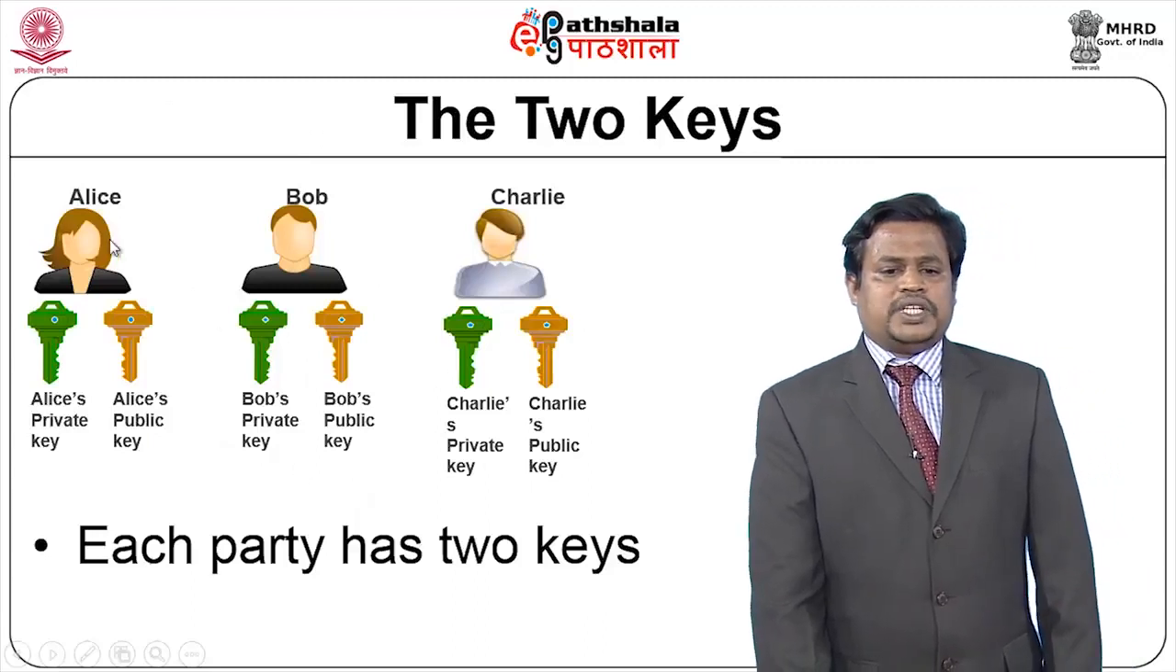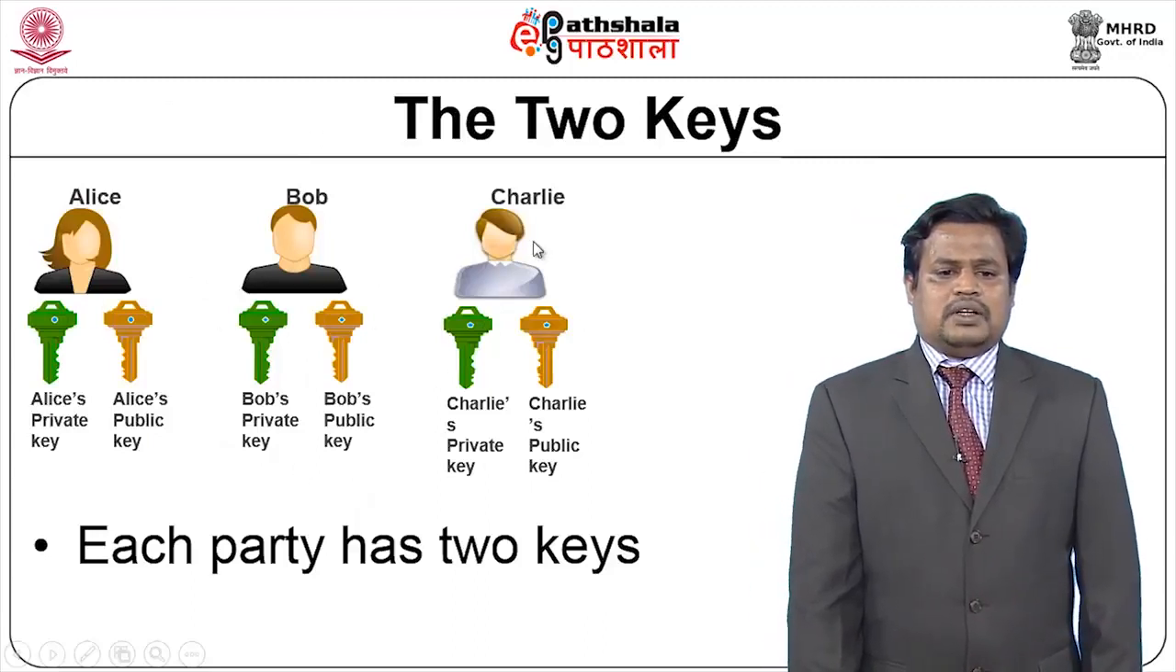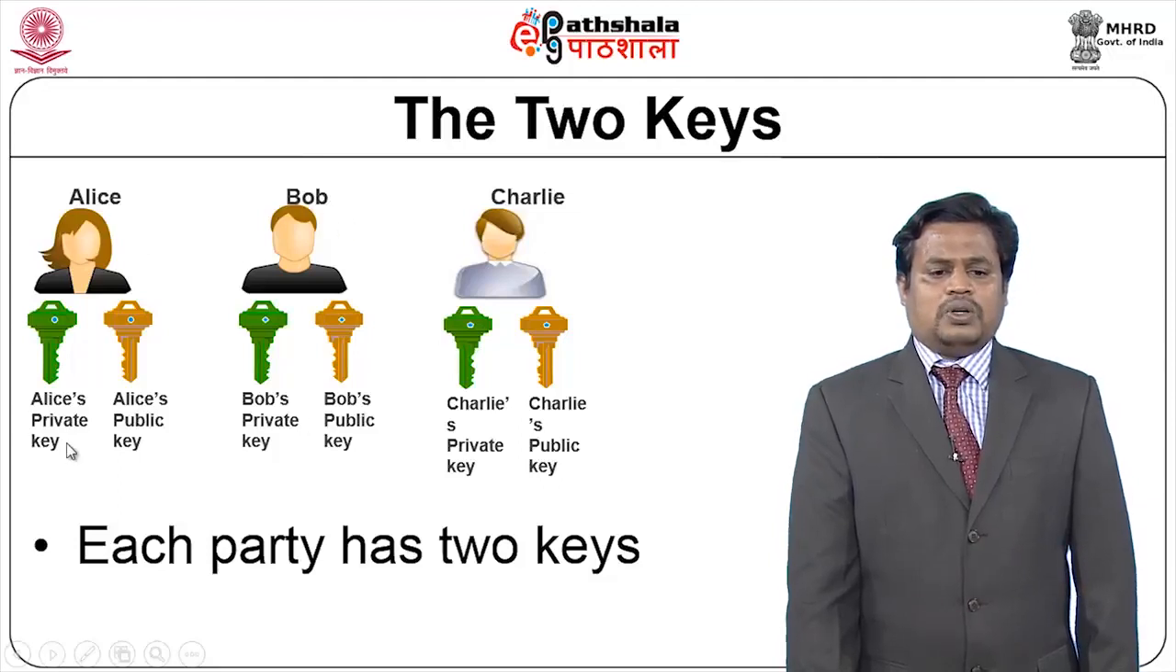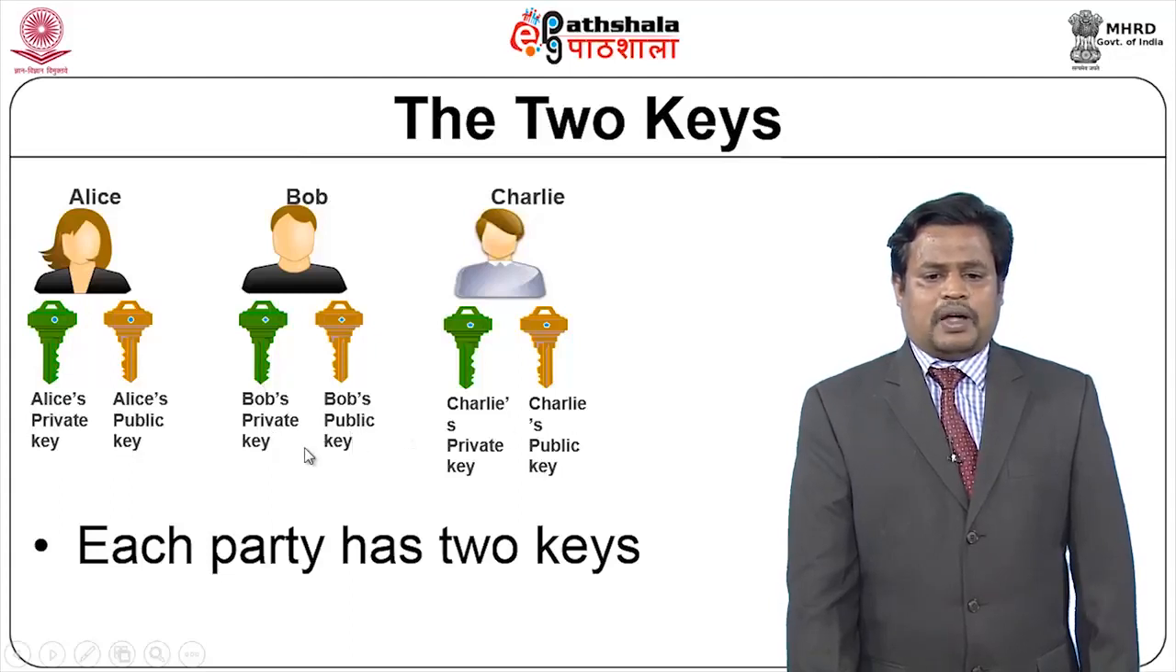So the two keys are shown for Alice, Bob and Charlie. If you have 3 users, in the case of a public key crypto system, each and every user has to maintain 2 keys. First they need to generate 2 keys. For example, Alice needs to generate Alice private key and Alice public key. Similarly, Bob private key and public key, Charlie private key and public key.